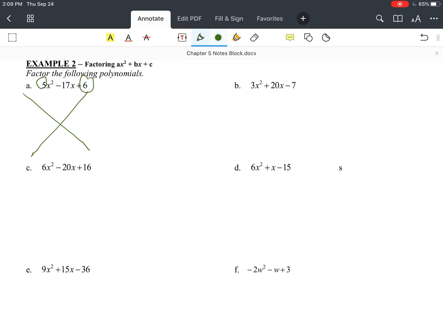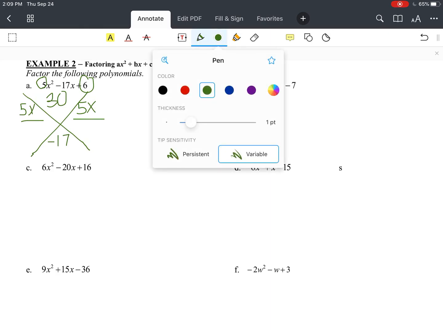On the top of your x, you're going to do a times c. 5 times 6 is 30, so that's going to go on top. And on the bottom of your x is going to be b, which is negative 17. Now for my fractions, I do have an a. So I'm going to write 5x, or ax, at the top of both of my fractions.